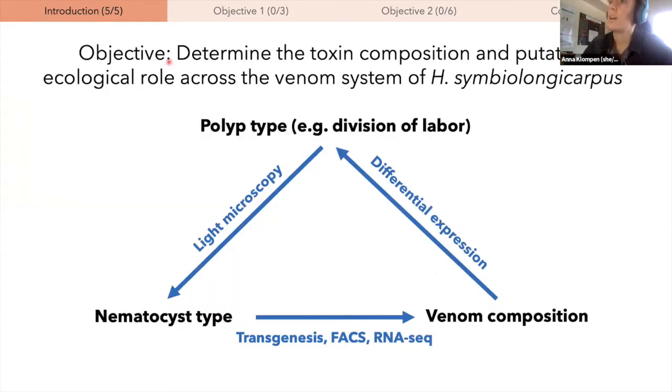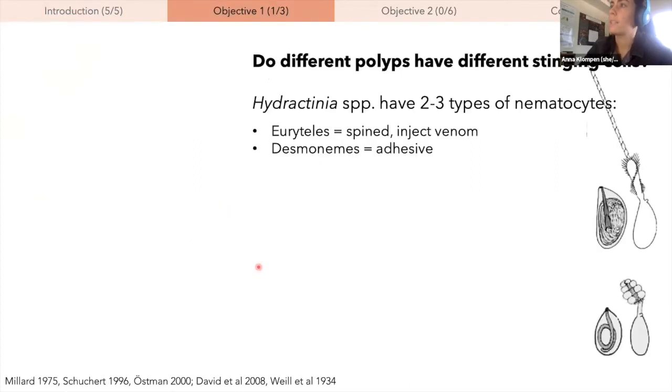So what I'm going to talk about is looking at the venom system as a whole for this animal and trying to determine if toxin composition varies across these different polyp types that have really specific ecological roles. And the first thing I want to talk about is actually something that I thought would be fairly easy to determine. It's, do these different polyp types have different stinging cells?